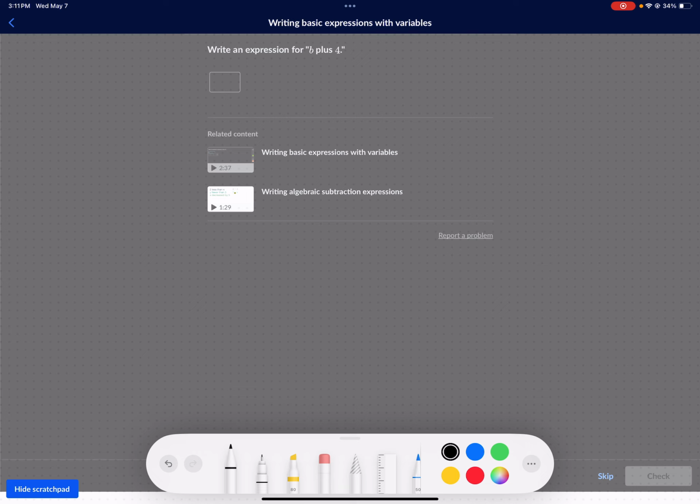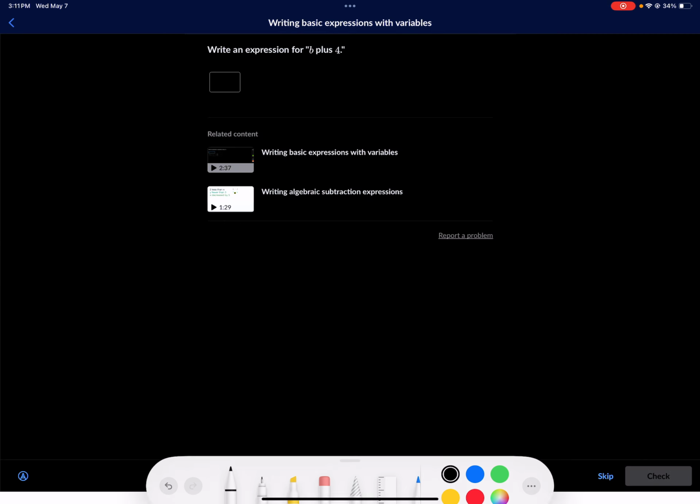B plus 4. Alright, I'll let you guys take a crack at this one. What do you think this is? B plus 4. Boom. That wasn't too hard, right?